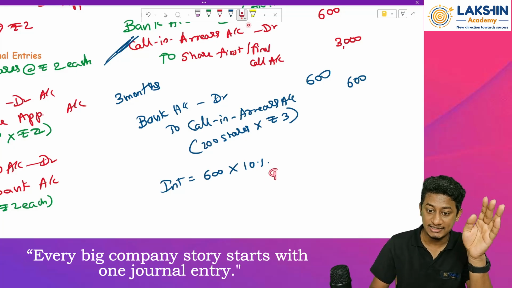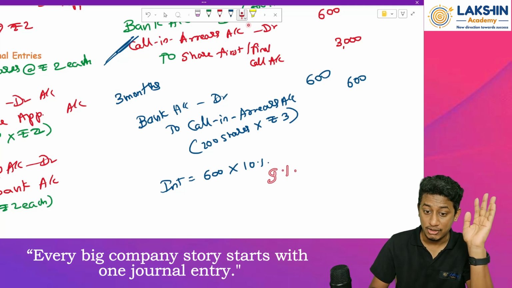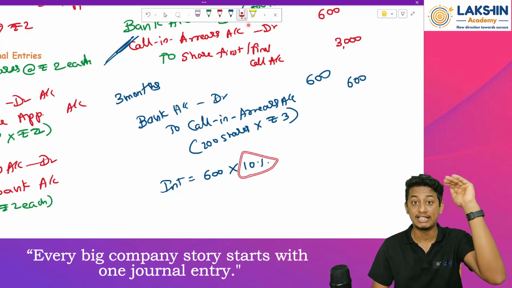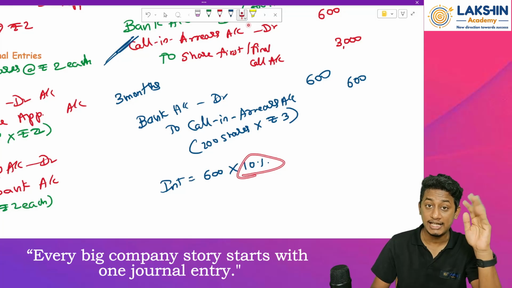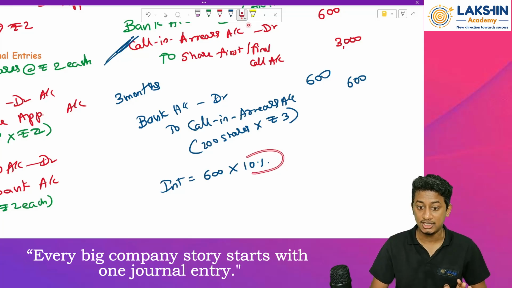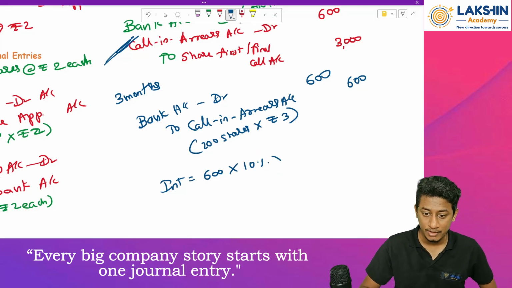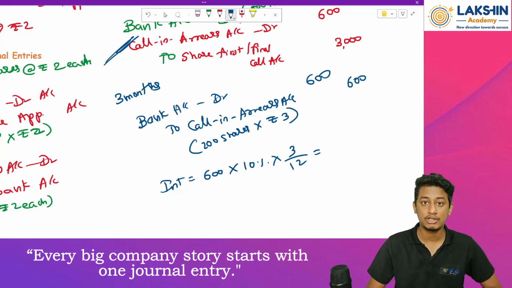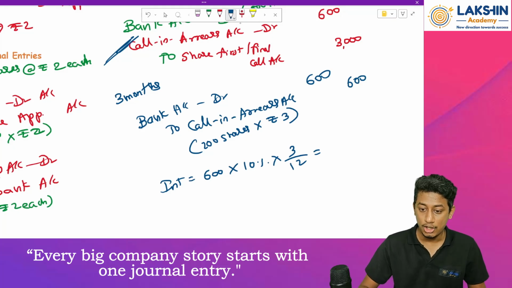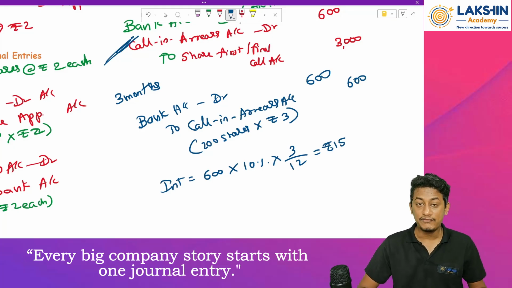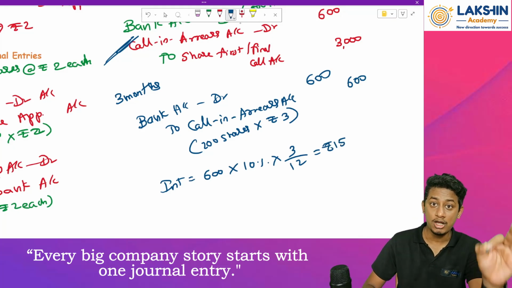But if the rate says 9%, take 9%, because 10% is the maximum rate that the company can charge for the delay. But the company can charge below that also, because it's the maximum, right? So into 3 by 12, because for 3 months there's a delay. So the amount will be 600 into 10% into 3 by 12. So that will be rupees 15. 15 rupees will be the interest on calls in arrears.